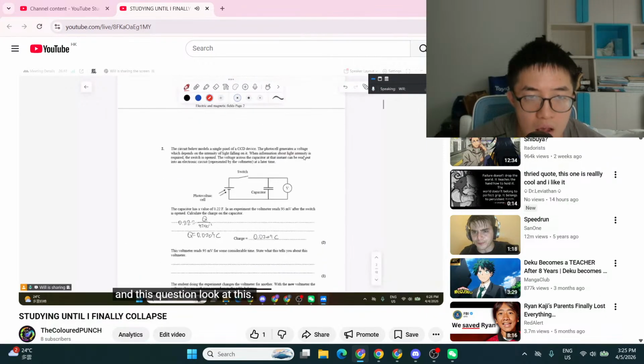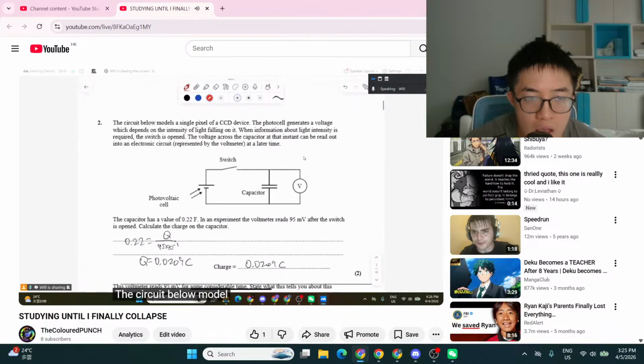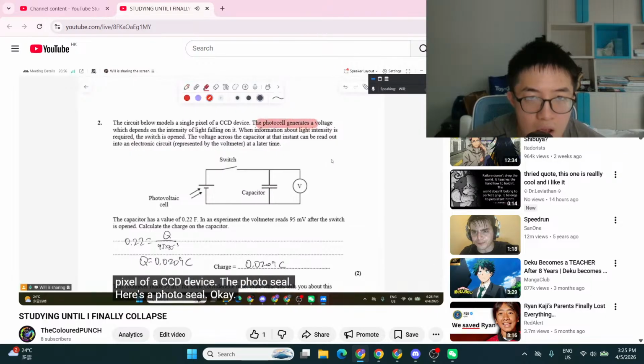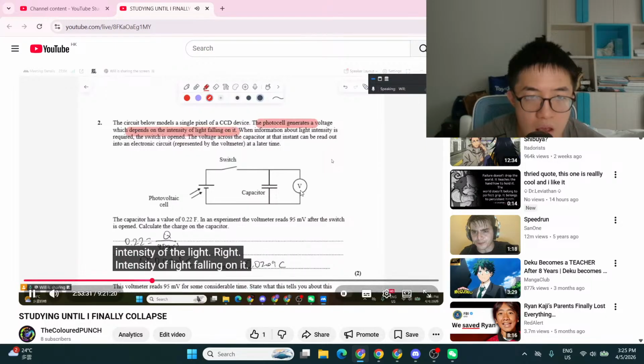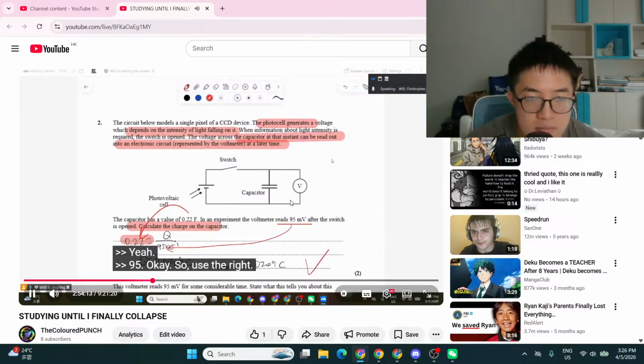And for this question, look at this. The circuit below models a single pixel of the CCD device. Here is the photocell. The photocell generates a voltage that depends on the intensity of the light falling on it. When information about light intensity is required, the switch is open, and the voltage across the capacitor at an instant can be read out into an electronic circuit, represented by the voltmeter, at a later time. And for the question, you use the formula to compute the charge and the voltage. So use it right, no problem.